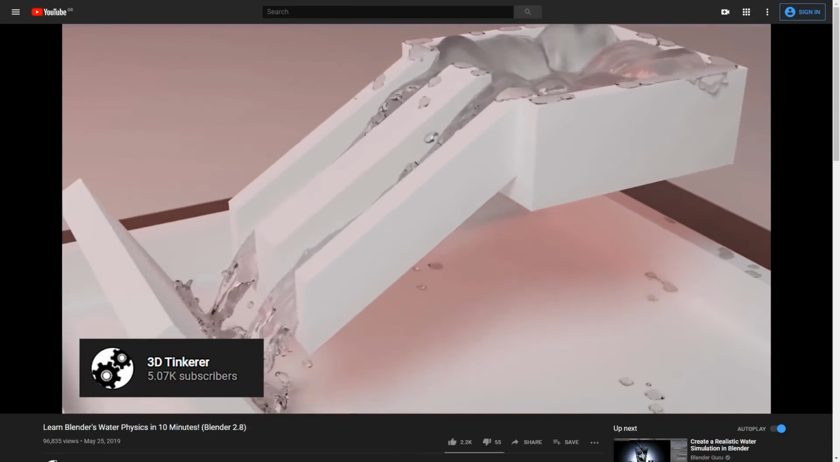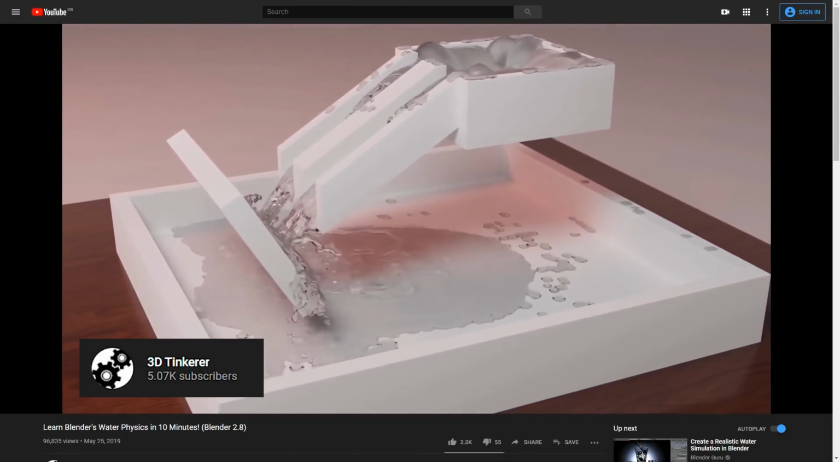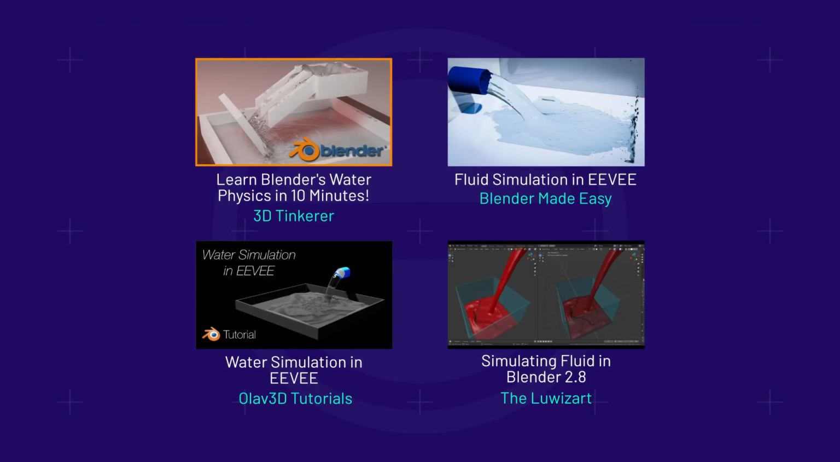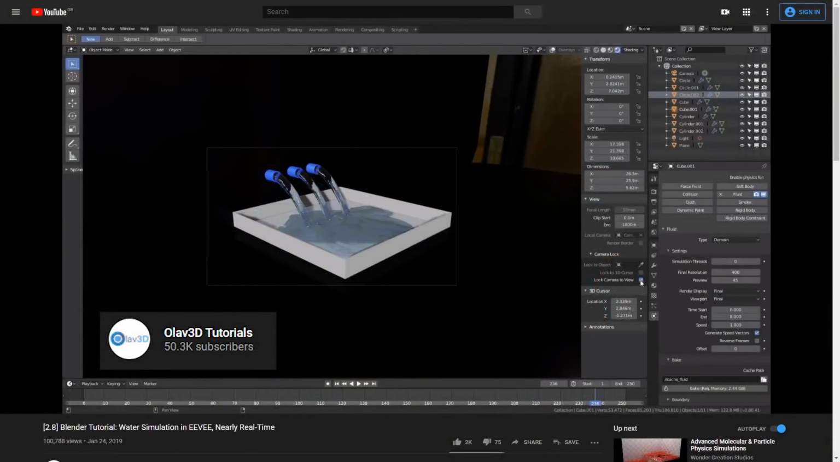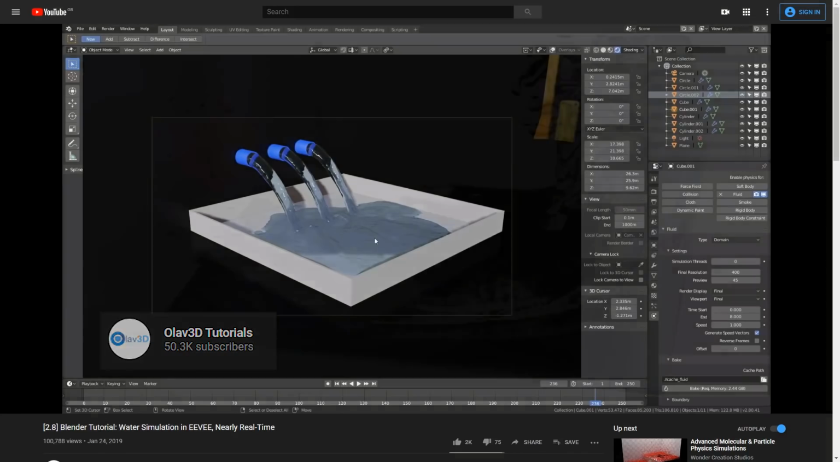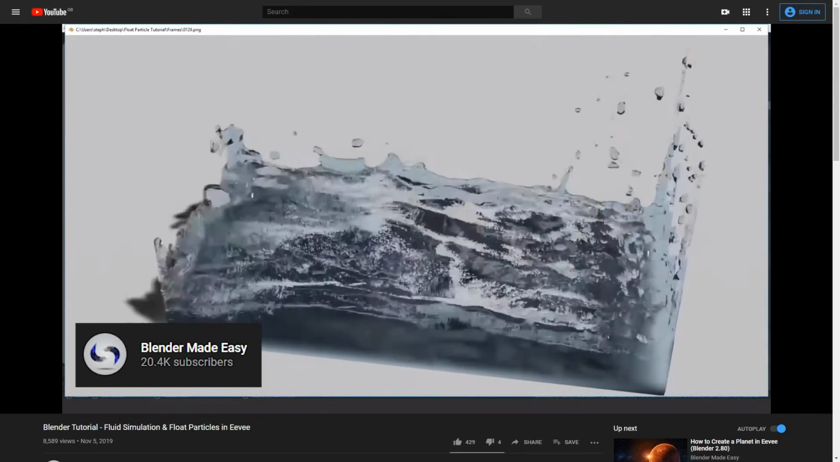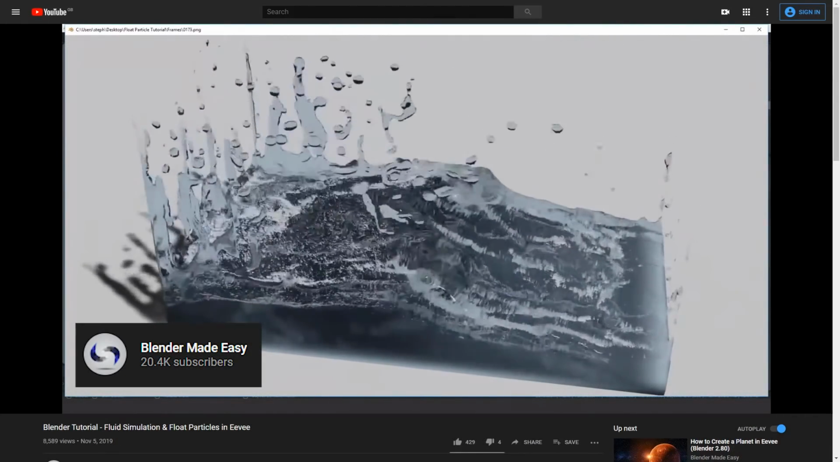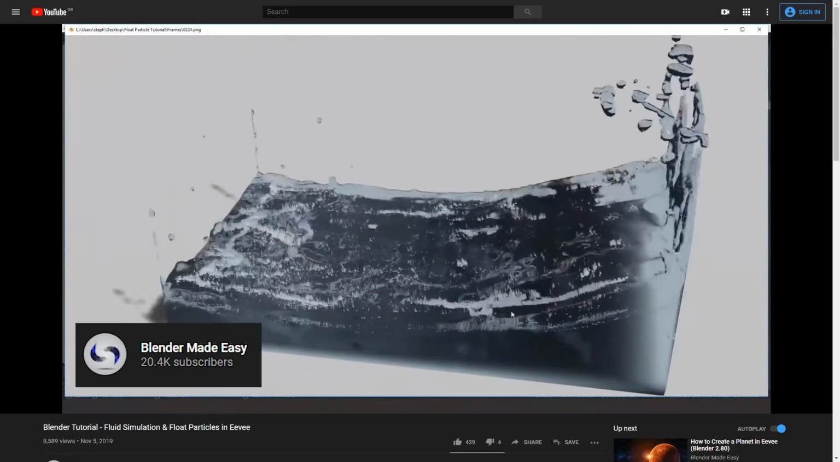For fluid simulations, there are quite a lot of videos available because it seems to be quite a popular subject. 3D Tinkerer, Blender Made Easy, Olaf and Lewis Art have all done perfectly viable videos on the subject, but they all seem to follow the same pattern of water moving down a tube of some kind and splashing out into a container. One of my favourite ones was fluid simulation and float particles in Eevee by Blender Made Easy, because I like the effect of the particles on the water.